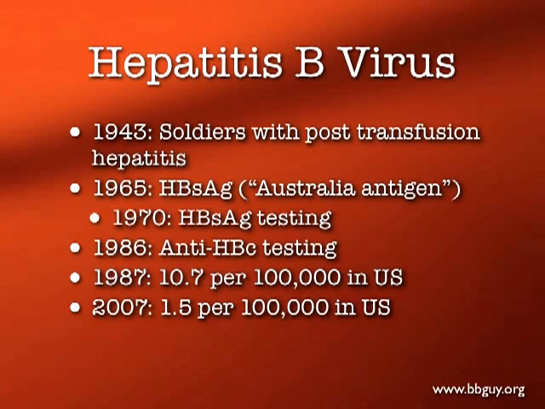So the so-called Australia antigen was discovered in 1965, and in 1970 we were able to begin surface antigen testing on the blood. Anti-core testing was added later on, not necessarily for hepatitis B. We'll talk about that in just a few minutes. And you can see the last two bullets there. The amount of hepatitis B has been decreasing in the United States over the last 20 years or so.